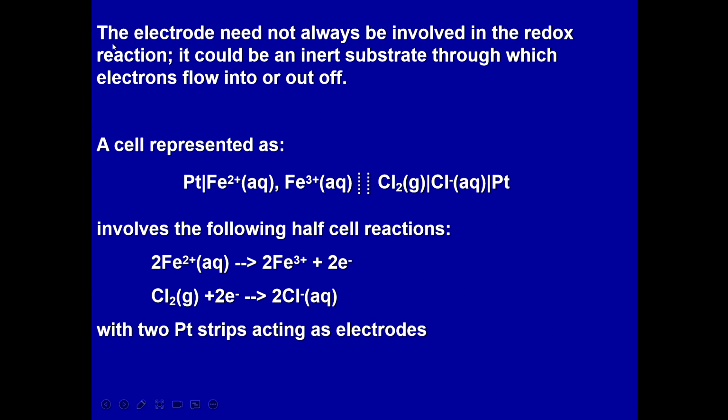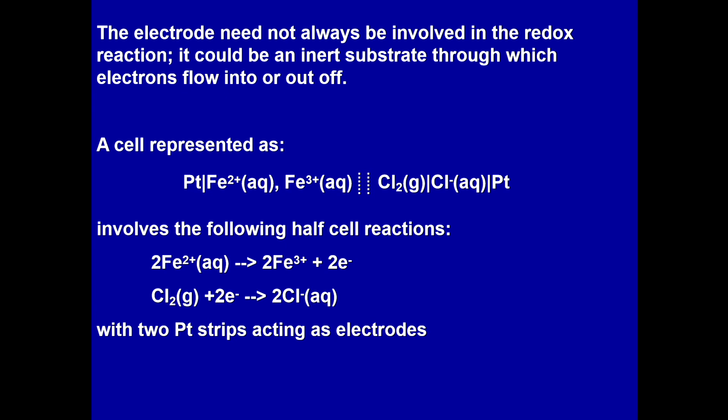So here the electrode needn't always be involved in the redox reaction. It could be an inert substrate through which electrons flow into or out of. What does this mean?